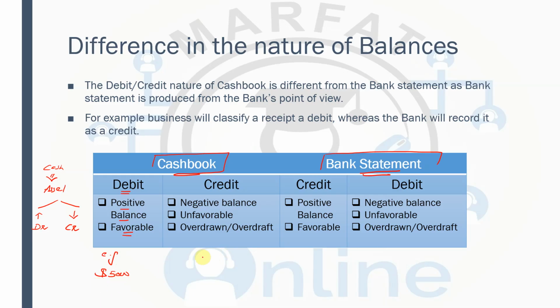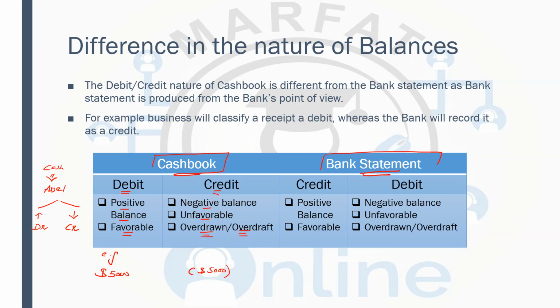If my cash book shows a negative balance, let's assume a negative balance of 5,000, then that means I owe this amount to the bank, and this is known as the bank overdraft, which we have already discussed when we were discussing the current liabilities. So when you have $5,000 and it's a negative balance, the negative balance is an unfavorable balance, overdrawn balance, overdraft, and also known as the credit balance.